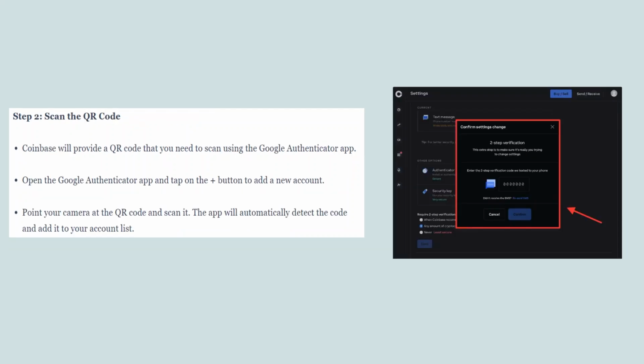Coinbase will provide a QR code that you need to scan using the Google Authenticator app. Now open the Google Authenticator app and tap on the plus button and add a new account. Following that, point your camera at the QR code and scan it. The app will automatically detect the code and add it to your account list.